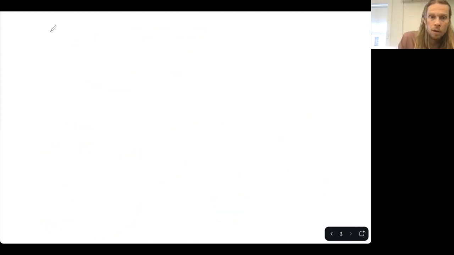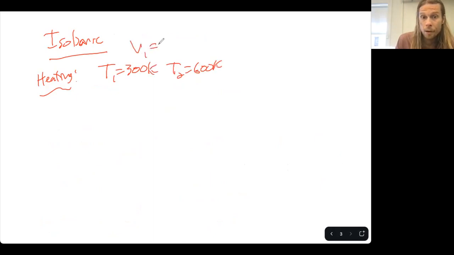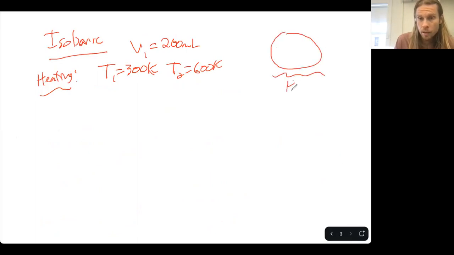So let's do an example of an isobaric process. Let's do isobaric heating. Let's go from 300 Kelvin to 600 Kelvin. Let's do the example that was in the hot pink homework. 200 milliliters. And so now we do have a heat source. So now we have some container that's being heated.